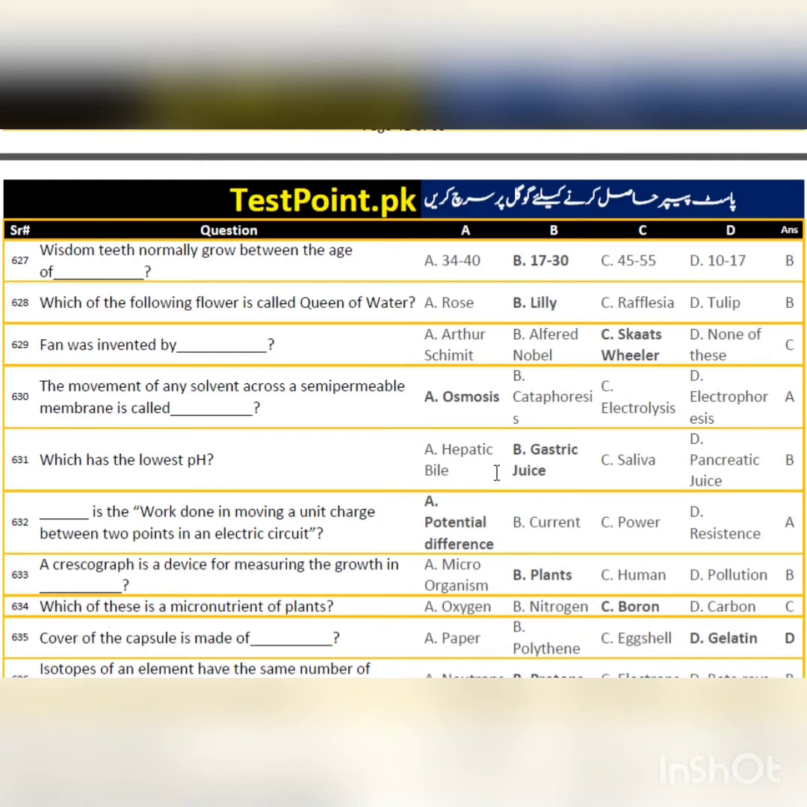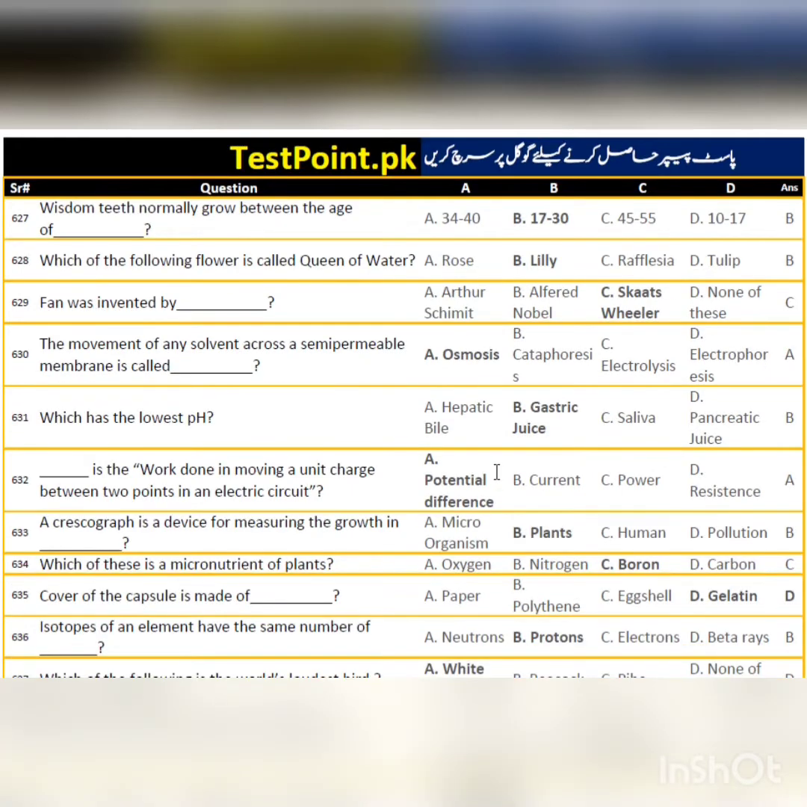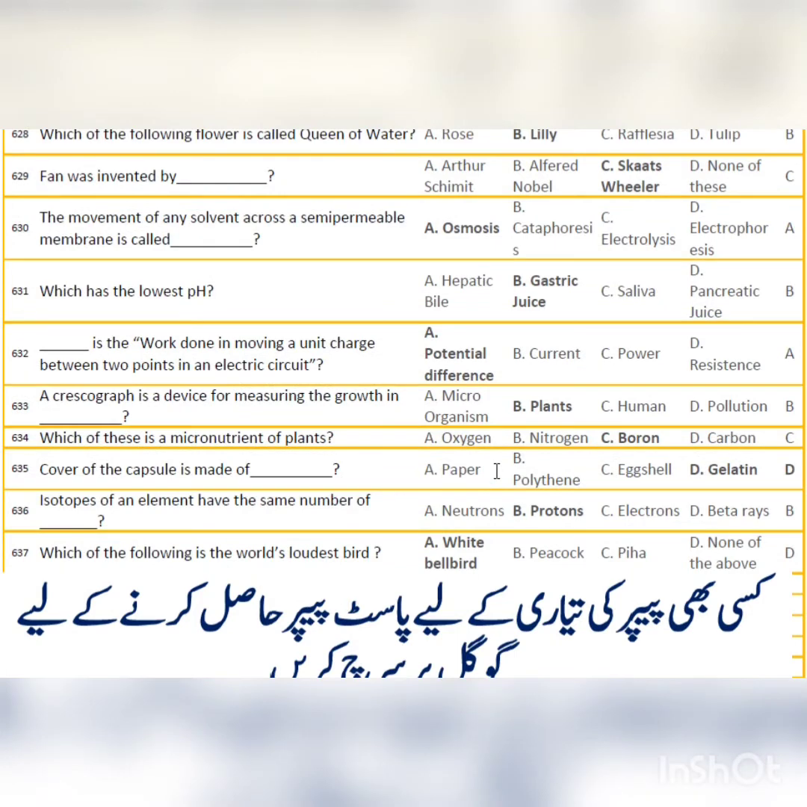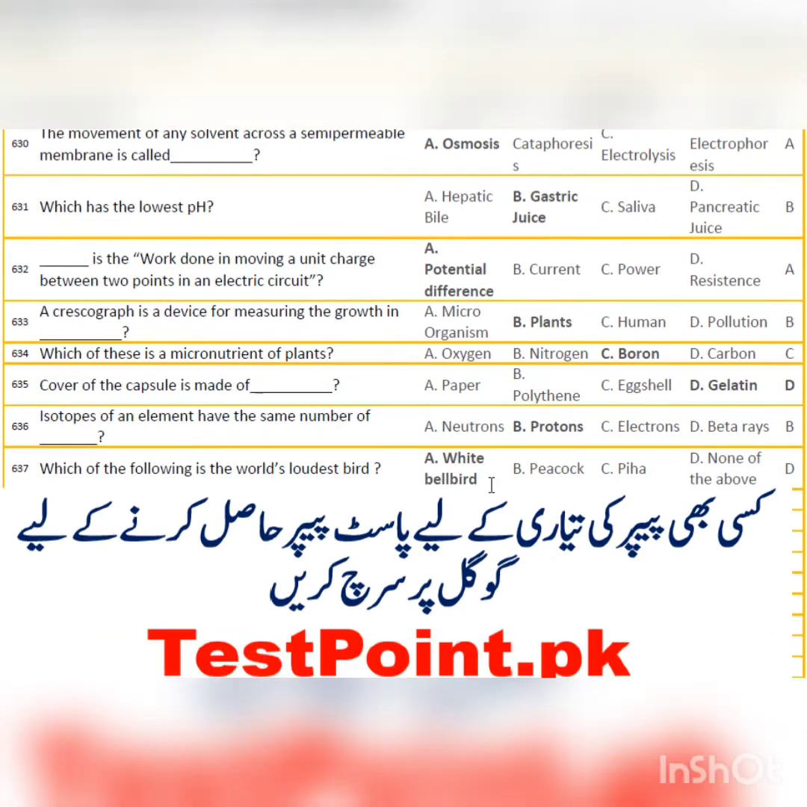Which of the following is commonly called polyamide? A. Rayon, B. Nylon, C. Teflon, D. Orlon. Answer is B. Nylon.